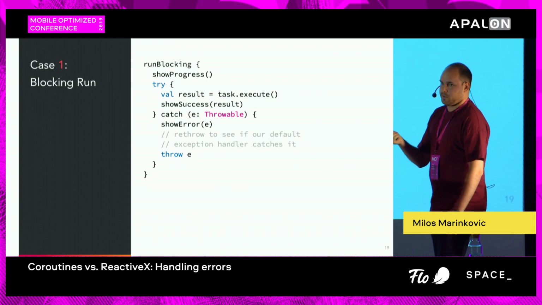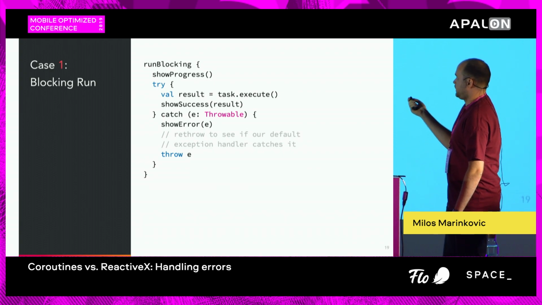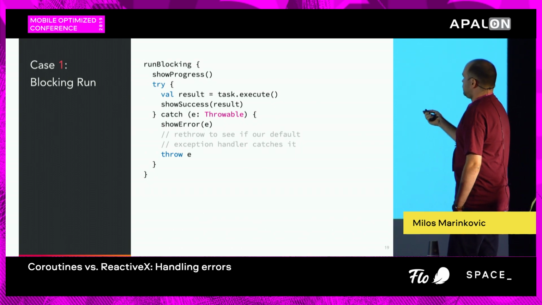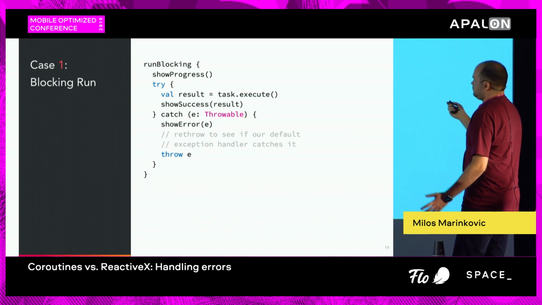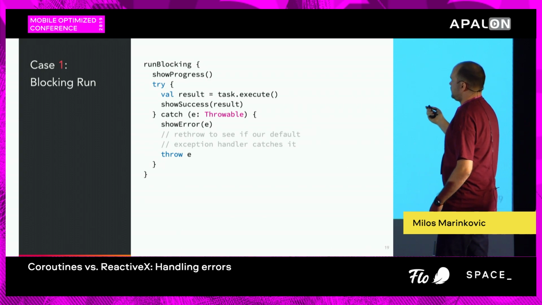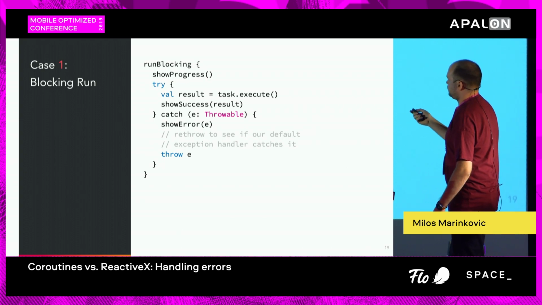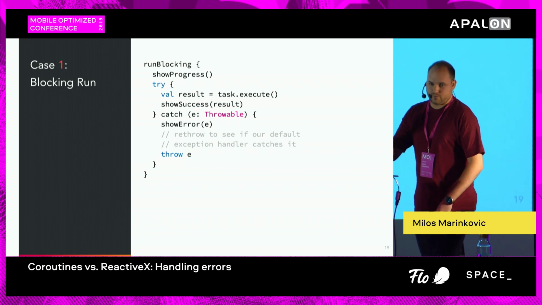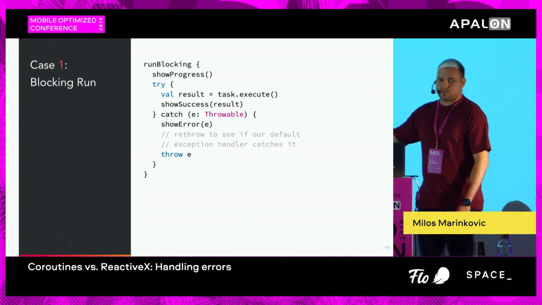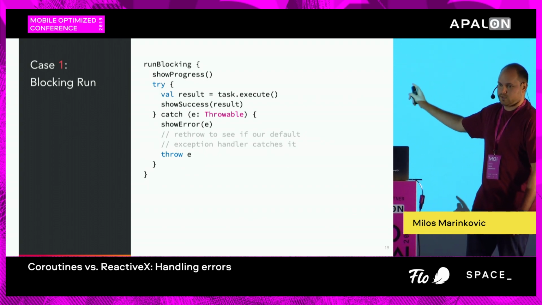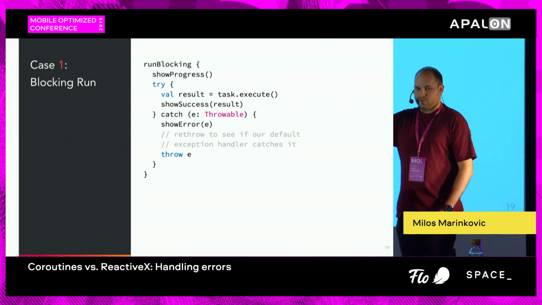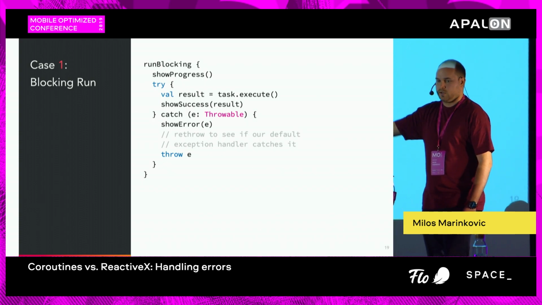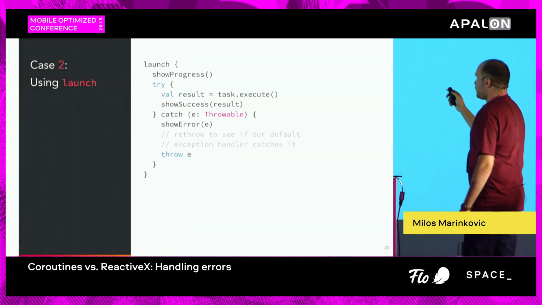It's not actually suspending because run blocking will block your thread, and we'll see how that works, but you can switch between the worlds. So I do some task, execute this loop or delay thing, and then I show success. If it throws, I show the error, and I rethrow the error because I want to catch it in the default exception handler. My goal here is to crash the app. I want to see which of these will crash the app. If my default exception handler caught the error, this means that my app would crash without it. Okay, so run blocking is the first one.